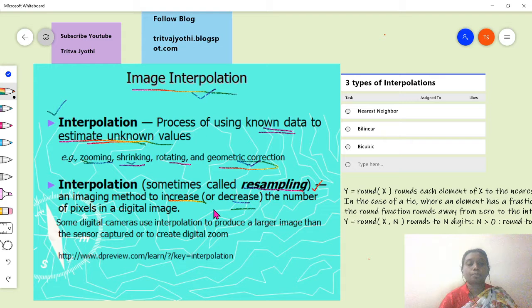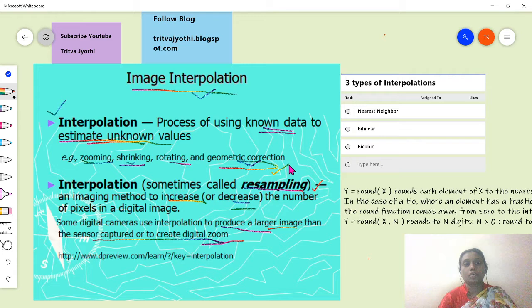Digital cameras use interpolation. Some digital cameras use interpolation to produce larger images than the sensor captured, called digital zoom. It means some cameras are built with image processing techniques, so though the sensor captured the default actual size, the camera gives a digital zoom processed image, producing a larger image. This is image interpolation, which we also call resampling.